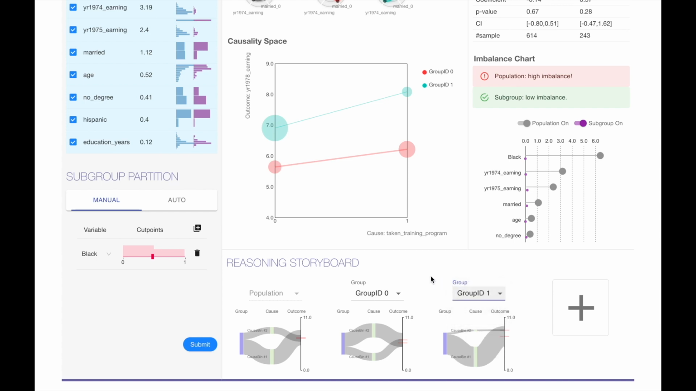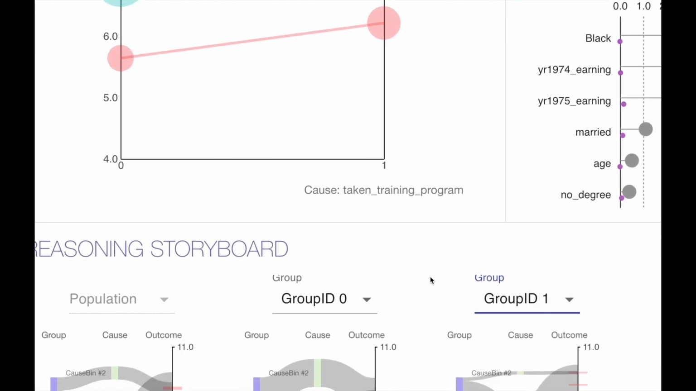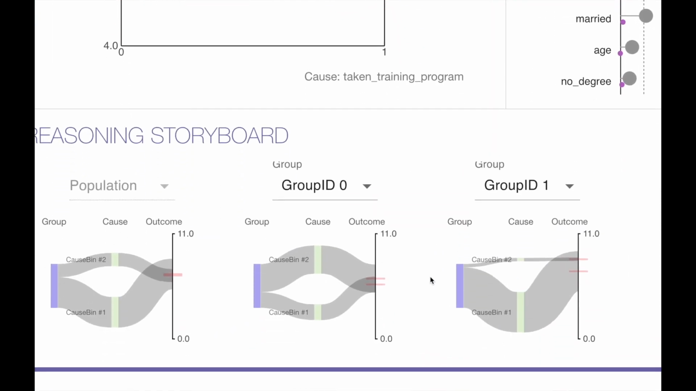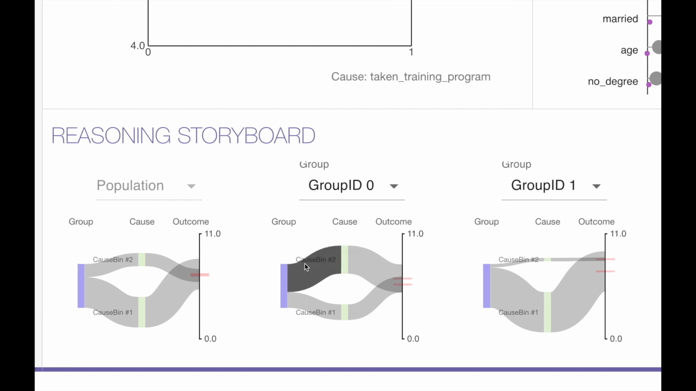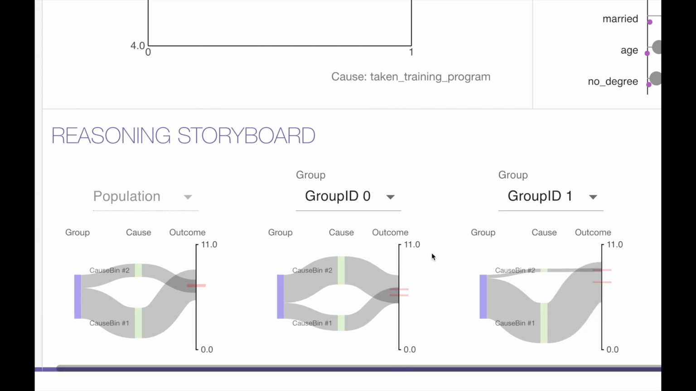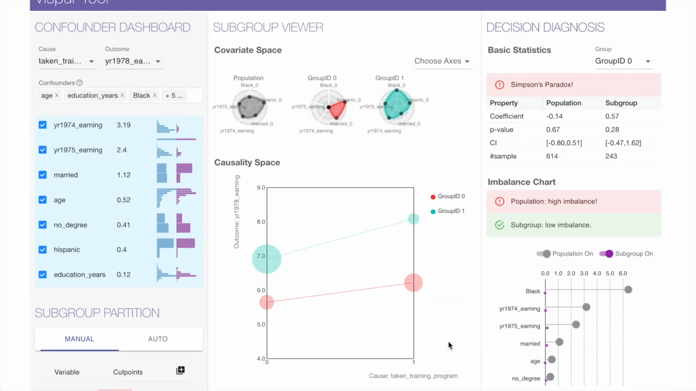We retrieved the flow diagrams for two subgroups by putting them side by side for comparison. Interestingly, we find that group 0 displays a hill-shaped pattern and group 1 a valley-shaped pattern. We realize that it is because black individuals like to take the training program, possibly due to their disadvantaged financial situations compared to non-black subgroup. So it leads to an overall negative association between taking the training and annual earnings.